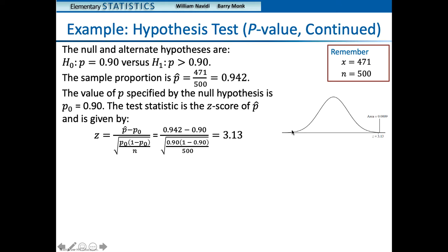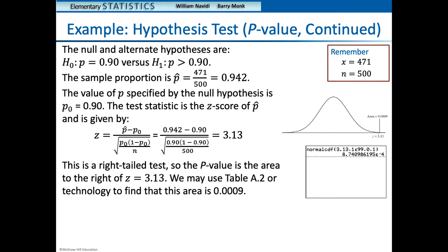So the p-value will be the area under the standard normal curve to the right of 3.13, which you can then find by either using the table or your calculator. If you use the table, you get an area of 0.0009. If you use the normal CDF command on your calculator, you would get about 8.74 e minus 4. So it's expressing the answer in scientific notation. The e minus 4 just means take the decimal place and move it 4 places to the left, right? So 0.000874. This just rounds it off to 0.0009.